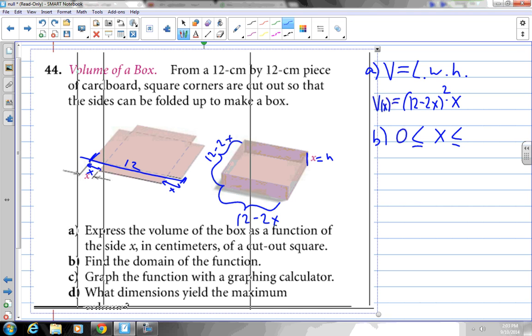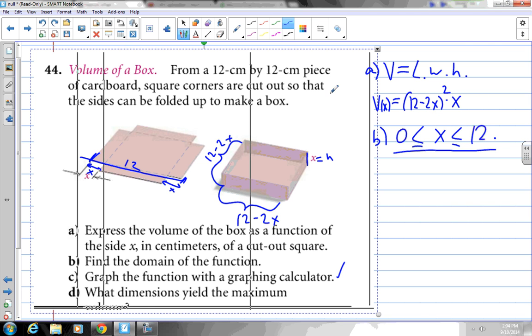So meaning you just cut your box into 4 squares, and then you're like, oh, that didn't work. So you're not going to get yourself a box. So up to 6. So that'll be the domain. This kind of helps to pick your calculator viewing window, because now we have to use the calculator to graph it.